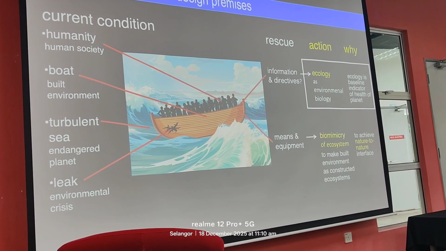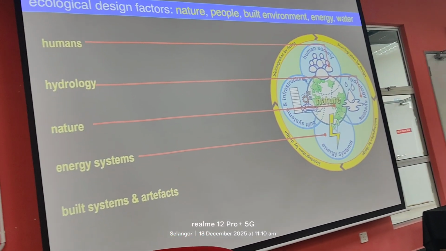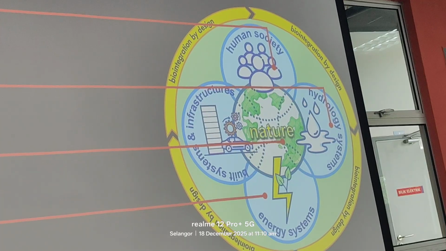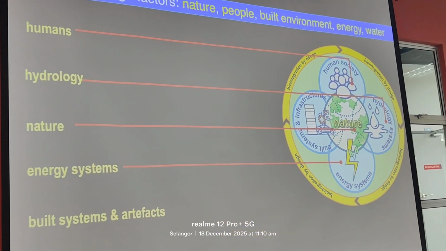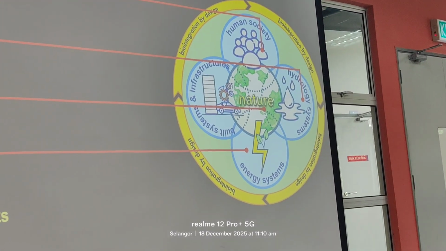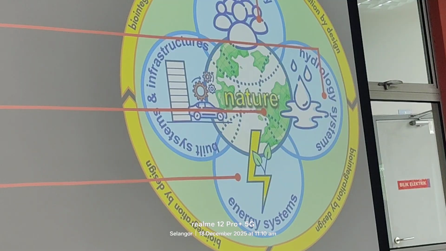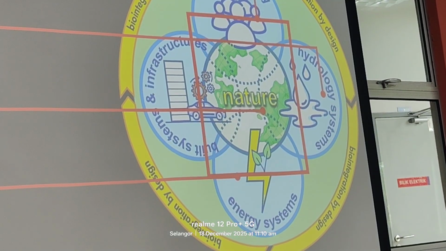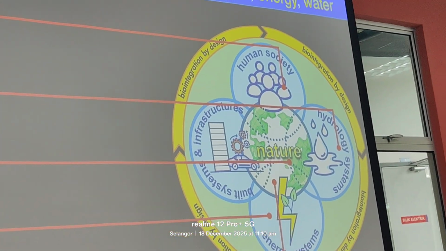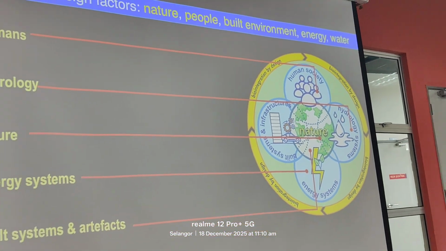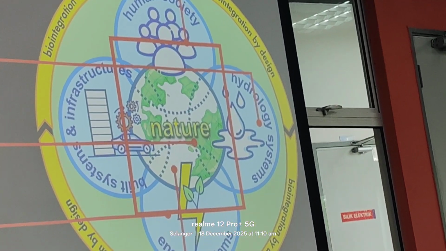So now, ecological design for me is the integration of these 5 factors. We start with nature in the middle, then there's human society, there is energy systems, there's our built systems. I don't know what happened to the slides. Oh, okay. The built systems, and then our hydrology. Let's look at nature first.